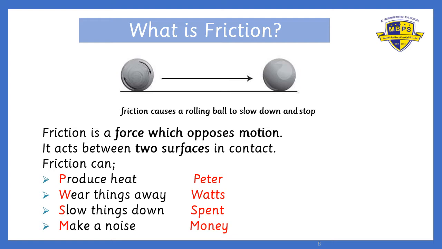And how can you learn all this? What friction can do? Peter Watts spent money. P from Peter produces heat. W from Watts wears things away. S from spent slows things down, and M from money makes a noise.